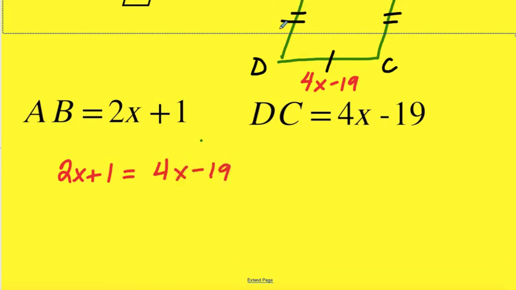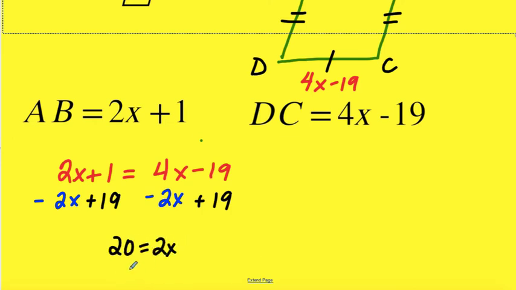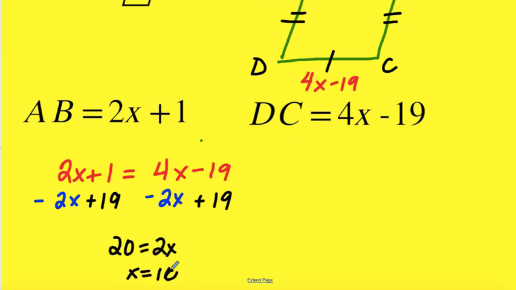Now it's time to use that algebra. Solve for x. It's a linear equation because the highest exponent is a 1, which means we balance the equation. So we subtract the 2x from both sides using the subtraction property. We add 19 to both sides. So we get 20 equals 2x, and so then x equals 10.